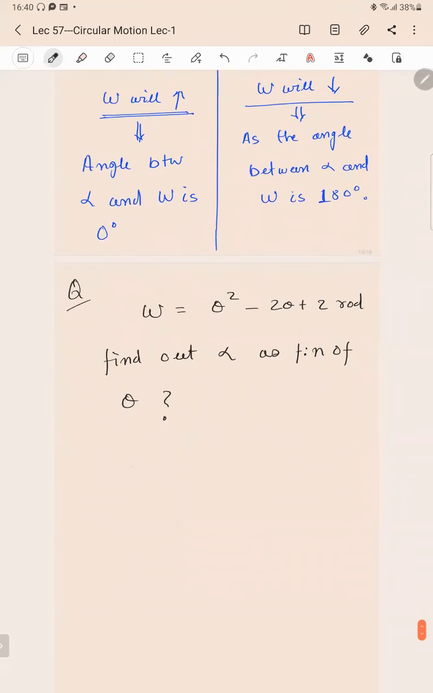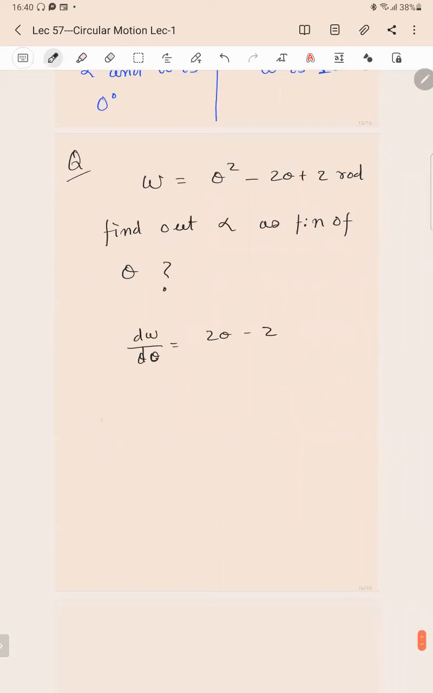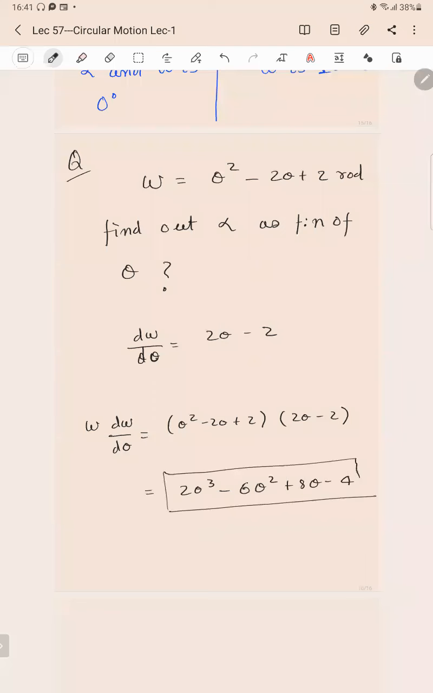If we do d omega by d theta, this comes out to be 2 theta minus 2, and omega is this. So omega d omega by d theta is basically theta square minus 2 theta plus 2 into 2 theta minus 2. Yes, that is absolutely okay. So this comes out to be 2 theta cube minus 6 theta square plus 8 theta minus 4. Perfect. This is how it will look like.